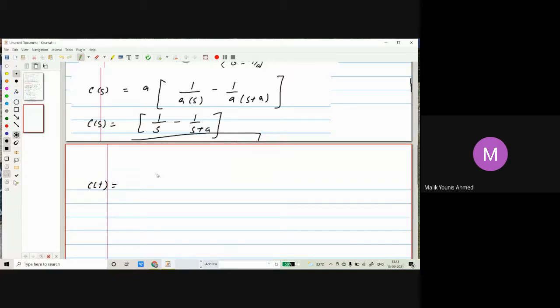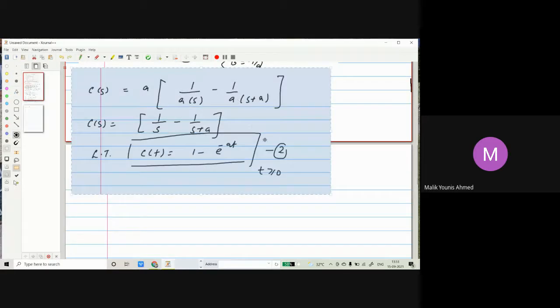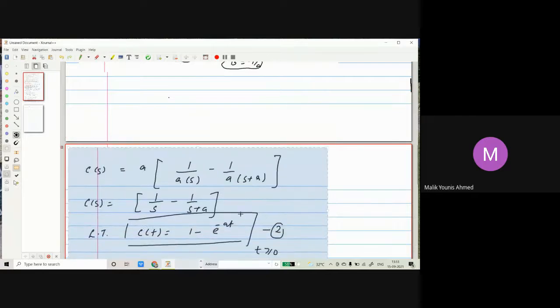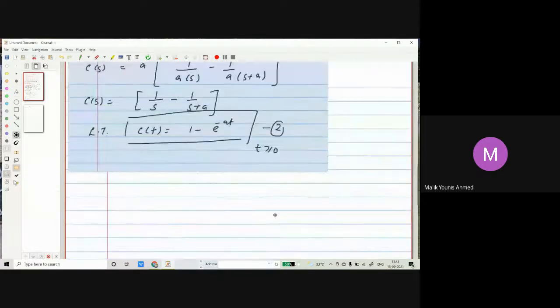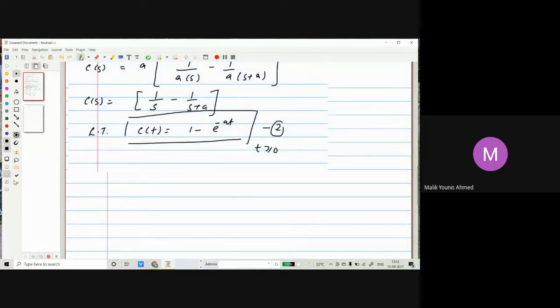and we have got the equation as C of t was 1 minus e to power of minus at, after taking the inverse of this equation. Yes, it is here. Okay, we have taken the inverse for t greater than 0. So up to here we have already done.